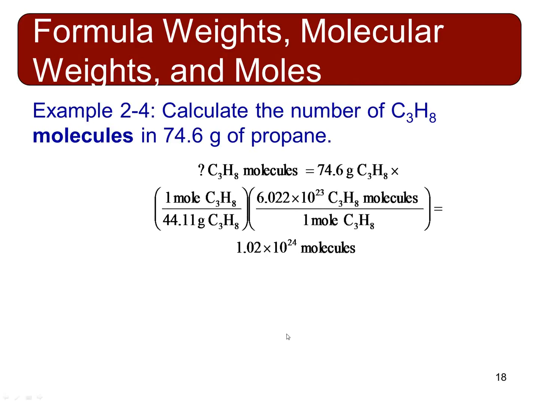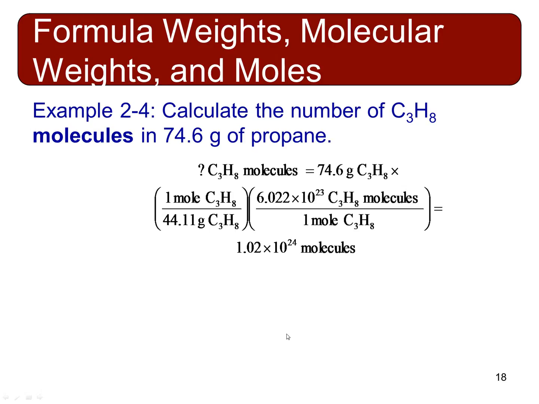Now we're going to look at a 2-step problem. I've got it up here, but I'm going to draw through it and talk through it with you guys. In this problem, now we know how to come up with formula weights for compounds, because earlier we were just looking at single atoms. This problem asks that we find the number of propane, C3H8, molecules in 74.6 grams of propane.